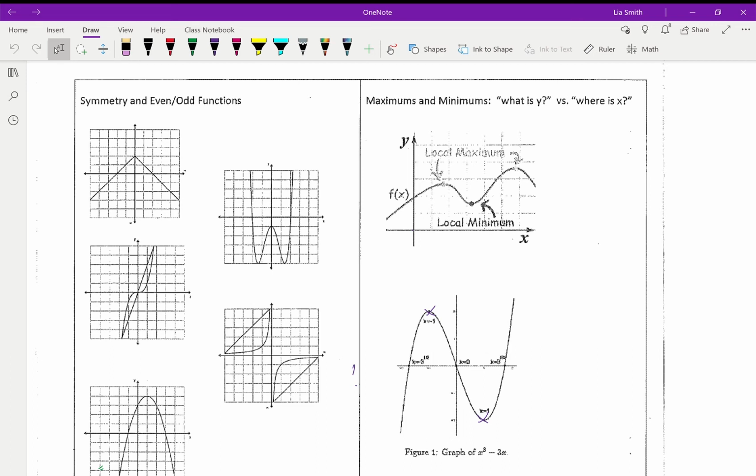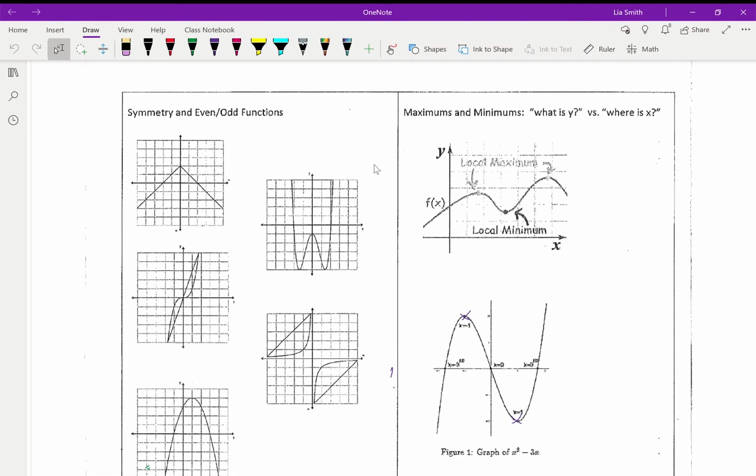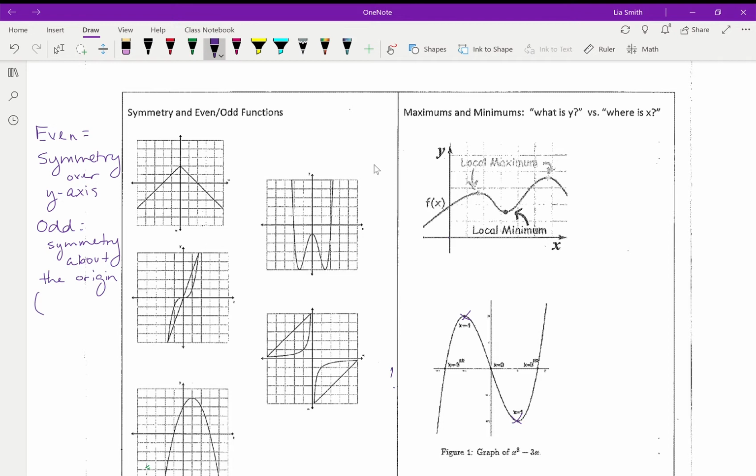On to our next characteristics. So next we have symmetry of even and odd functions. If a function is even, that means that it is symmetrical over the y-axis. If the function is odd, that means it has symmetry about the origin, which means really that if you rotate 180 degrees, then your function is the same. So let's do some examples that are going to help you make sense of that.